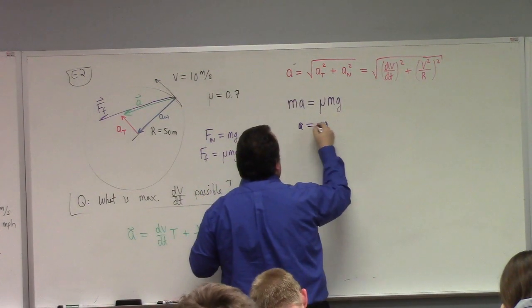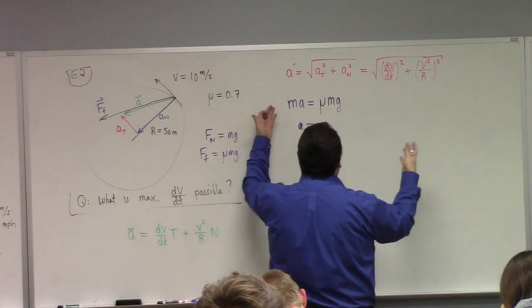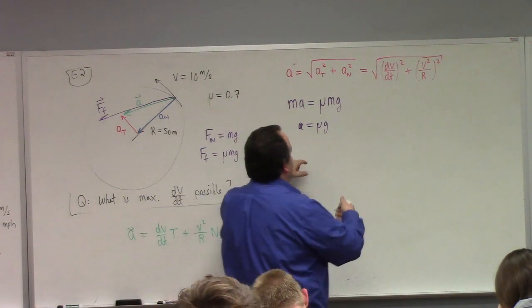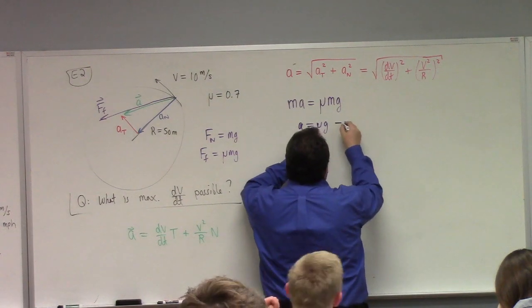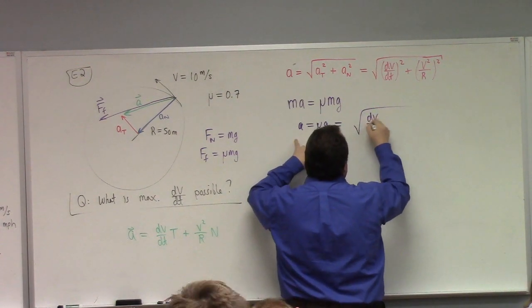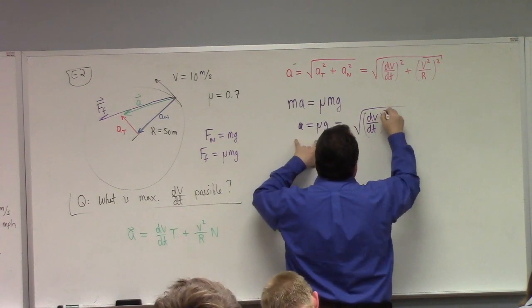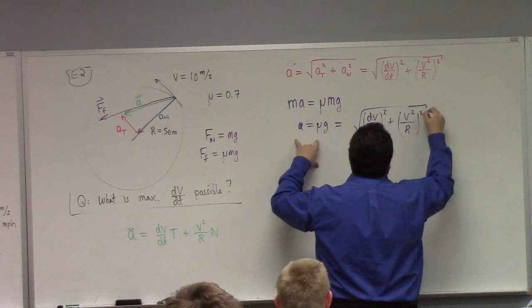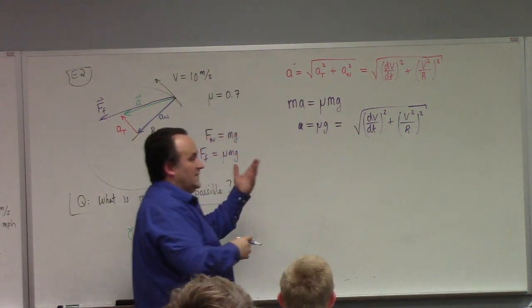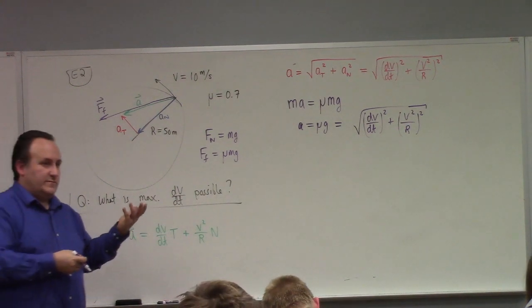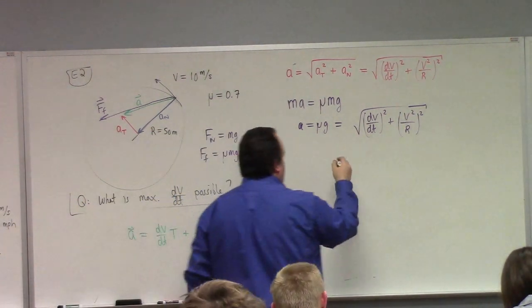Okay, so ma is equal to mu mg, which tells us that a is equal to mu g. That's like the max we can get. This is the maximum acceleration that's possible, the maximum case. And so this would be equal to the square root of (dv/dt) squared plus (v squared over r) squared. We have everything here, right? Except for one thing, which we don't know. We solve for dv/dt.